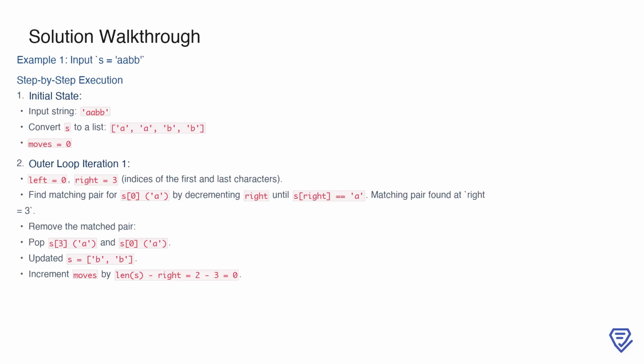In the first iteration of the outer loop, we compare the characters at the two ends of the string, the leftmost character, which is A, and the rightmost character, which is B. We adjust the right pointer to find a matching A for the left pointer, eventually locating it at index 3. At this point, we remove both matching characters, effectively popping A from both ends. After this step, the updated string becomes B, B, and since the matched pair was already at the ends, no moves are added to moves, leaving it at 0.